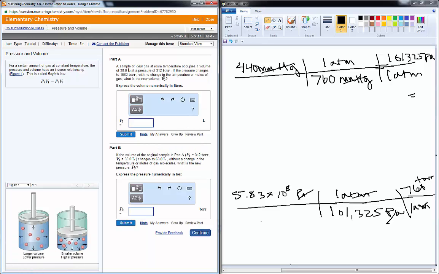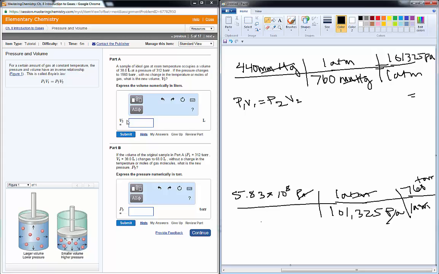Here I've got a sample of ideal gas, and here I've got Boyle's law, which is explaining to me the pressure-volume relationship, which could be described with kinetic molecular theory, but here we're going to look at it mathematically. Boyle's law: initial pressure times initial volume equals final pressure times final volume. So I can literally just plug this in. I have initial volume, initial pressure, final pressure, and now I want final volume. So here's my formula.